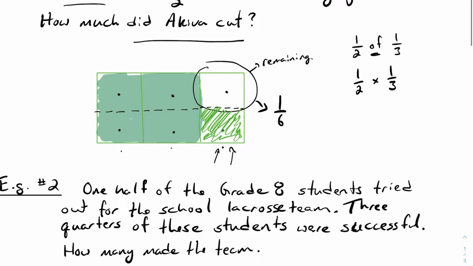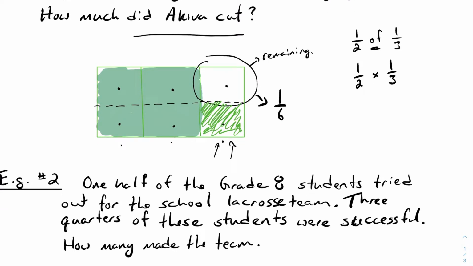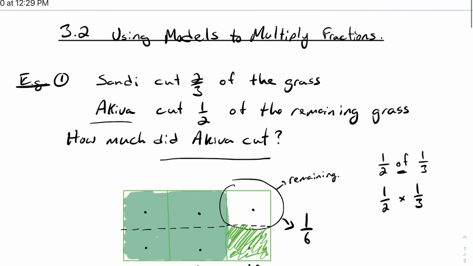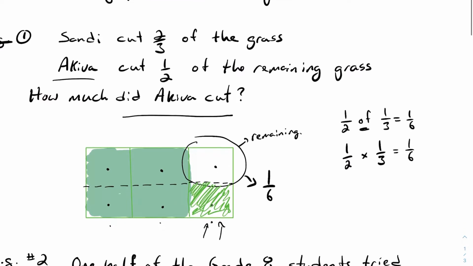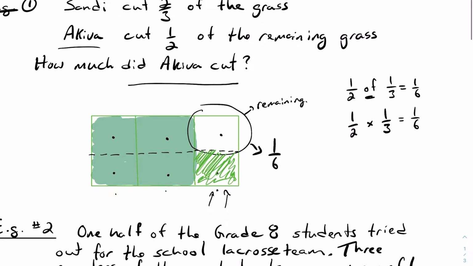So now we can say that 1/2 of 1/3 is equal to 1/6. Or 1/2 times 1/3 is equal to 1/6. And you may notice right now that I just multiply the bottoms and I multiply the tops. That's kind of how we do it. But today we want to have a good visual of what's going on when we do that.